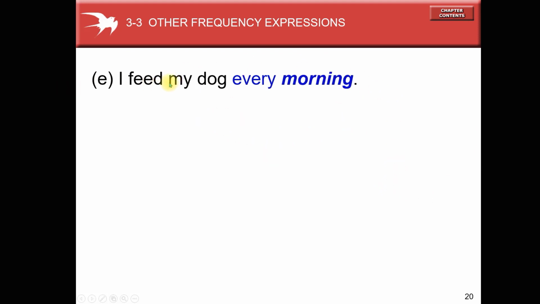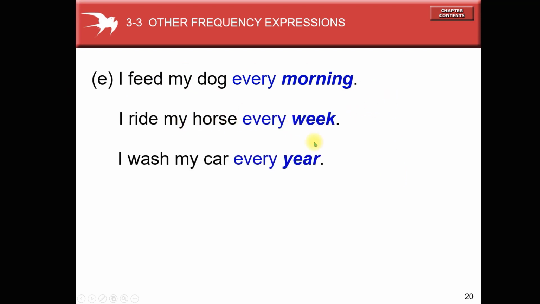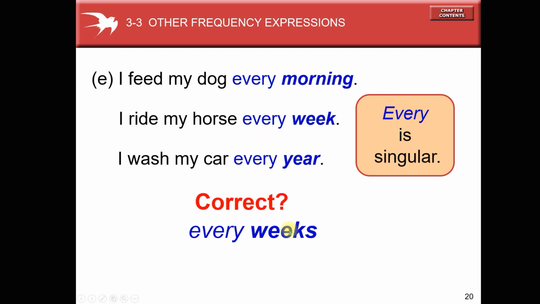Examples. I feed my dog every morning. I ride my horse every week. I wash my car every year. Every. Correct every weeks? No, because every is singular. We cannot say every weeks. It's singular. Every year, every week, every morning. Every weeks is not correct.